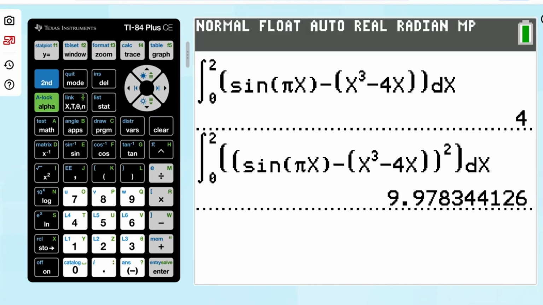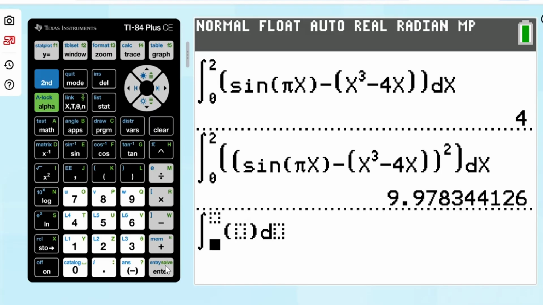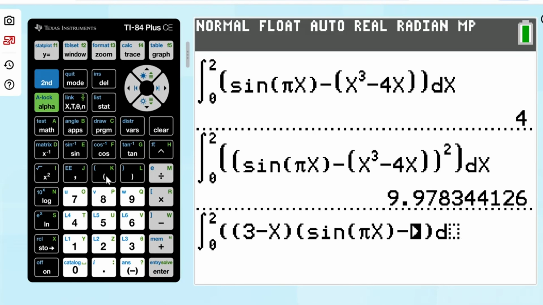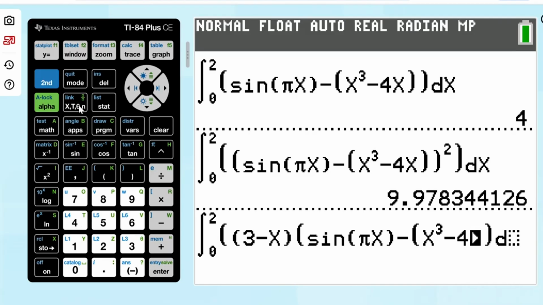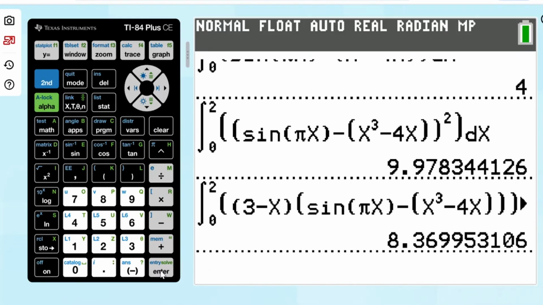So we'll just go in on our calculator and we'll just do that. We'll hit math. Option number 9, it's an integral from 0 to 2. First, we have our 3 minus x that I'll put in parentheses. And then I'll have my other function here, sine of pi x minus the quantity x cubed minus 4x. And let's see here. We need to close one more parenthesis there. Throw our dx out at the end, and we get 8.370.